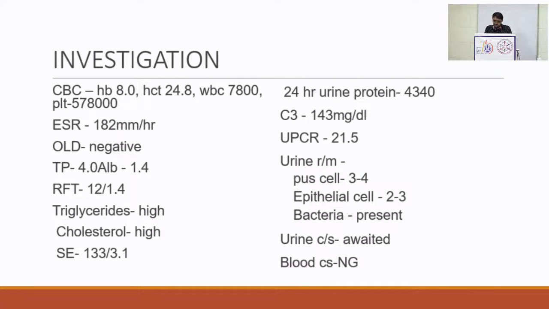And then UPCR was 21.5 and in urine routine microscopy 3 to 4 pus cells were there. Epithelial cells 2 to 3 and bacteria was present. Urine culture is still awaited. Blood culture: no growth in blood culture.